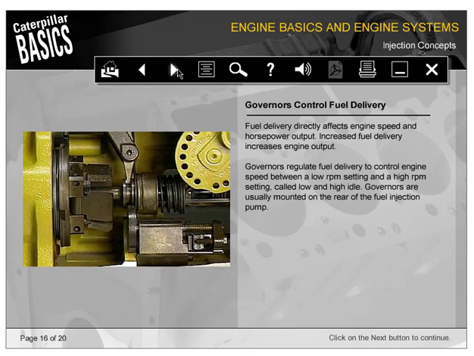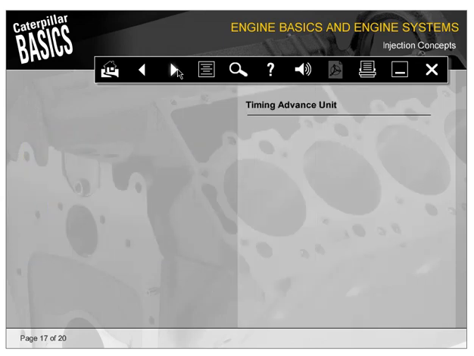Fuel delivery directly affects engine speed and horsepower output. Increased fuel delivery increases engine output. Governors regulate fuel delivery to control engine speed between a low RPM setting and a high RPM setting, called low and high idle. Governors are usually mounted on the rear of the fuel injection pump.